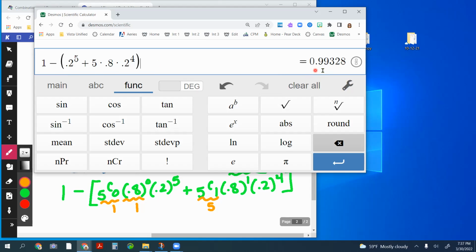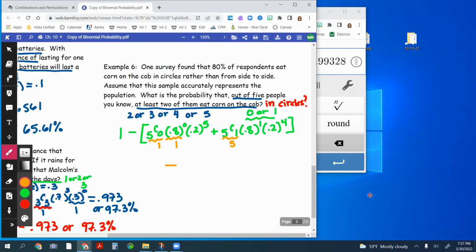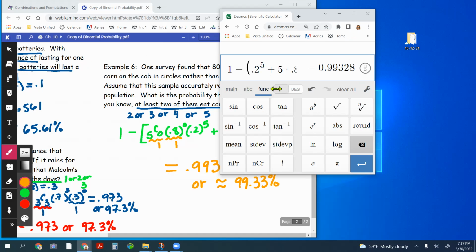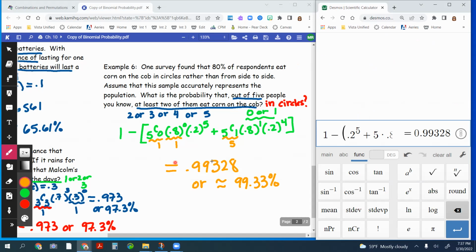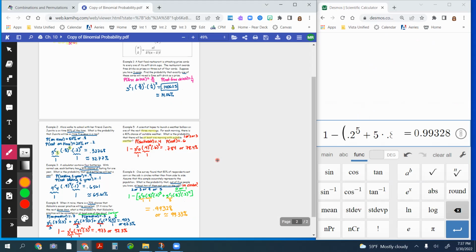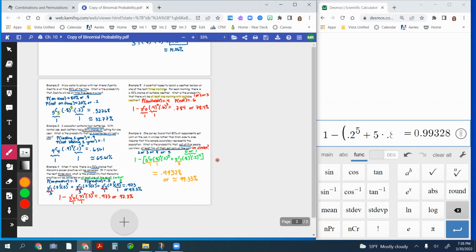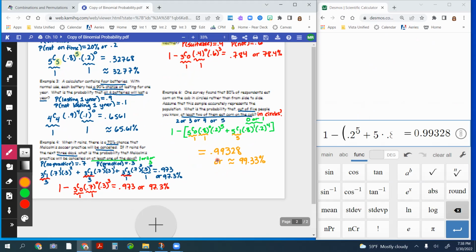And I get 0.99328 probability. So this is going to equal 0.99328, or about 99.33%. Okay, now the next one, let me just get my calculator back here. And actually that is the last one here.